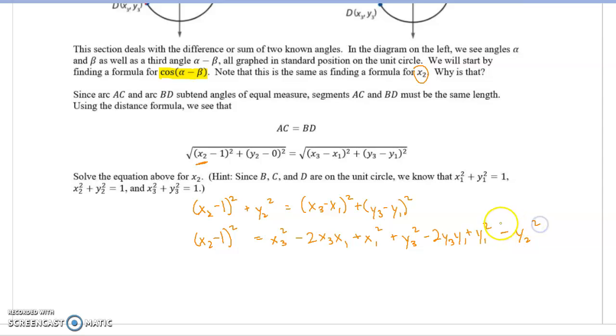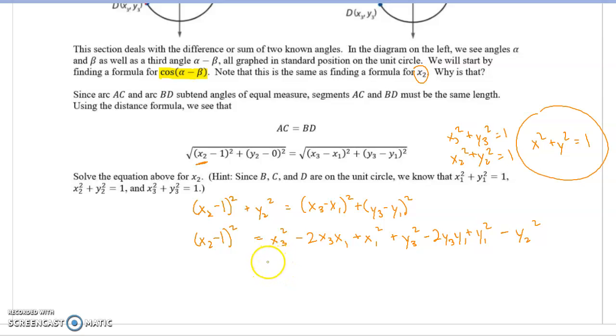All right. So remember that these are all coordinates on the unit circle. So x1 squared plus y1 squared equals 1. The same thing can be said about x2 squared plus y2 squared, which is equal to 1. And x3 squared plus y3 squared is equal to 1. In fact, any x value with its corresponding y value is going to work out to be this, the equation of the unit circle. Graph that, you'll get the unit circle.